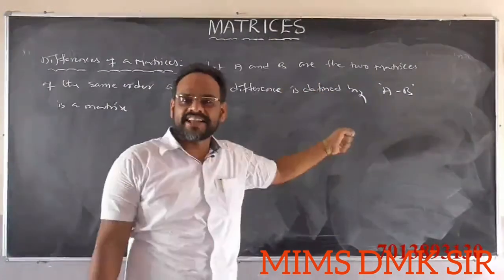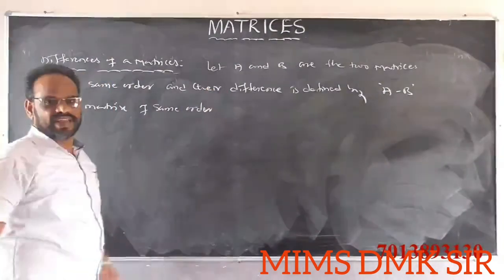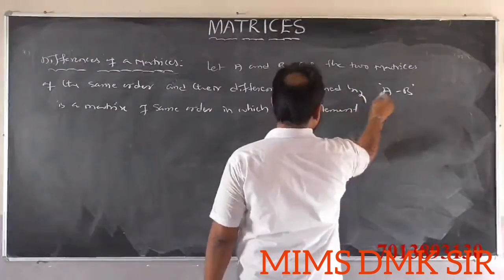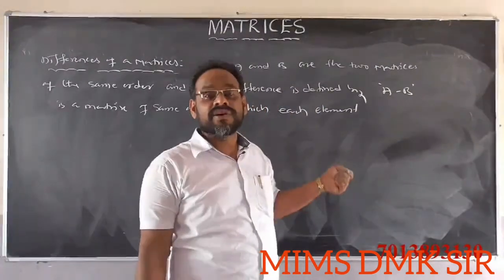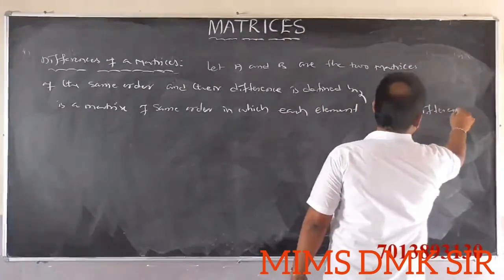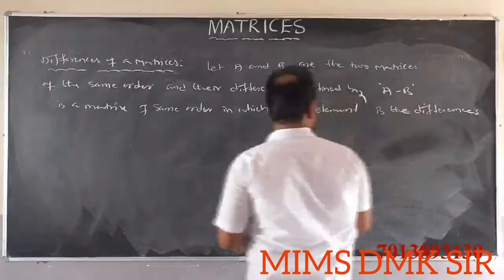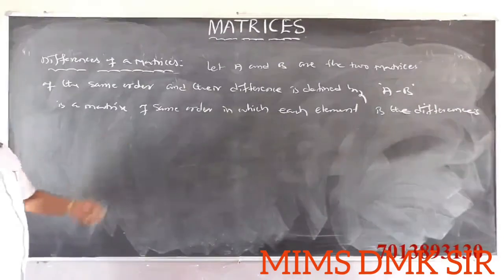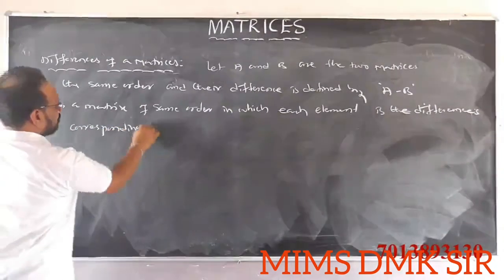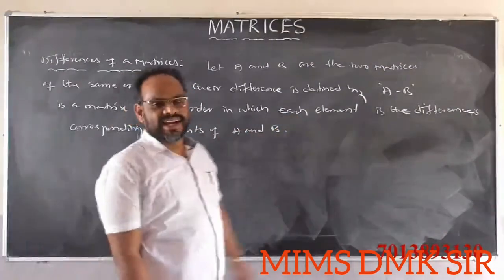A minus B is also a matrix of the same order, in which each element is the difference of the corresponding elements of A and B. That is the difference of two matrices.